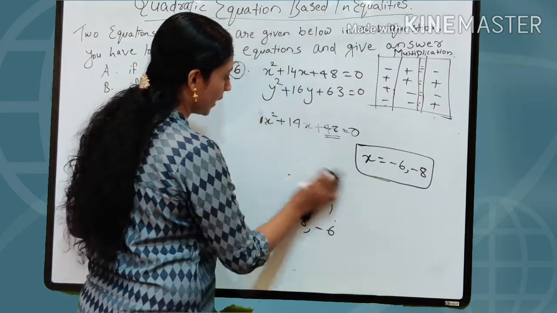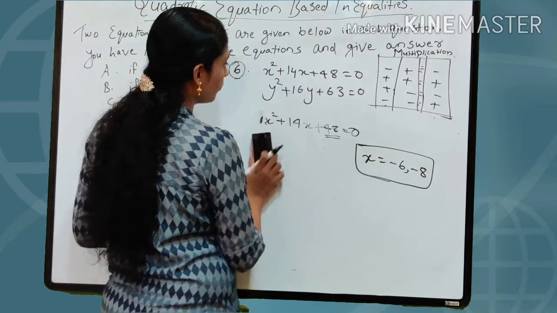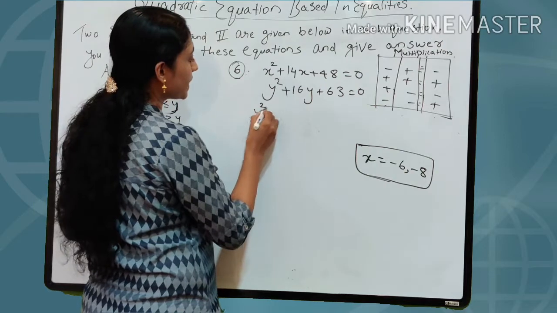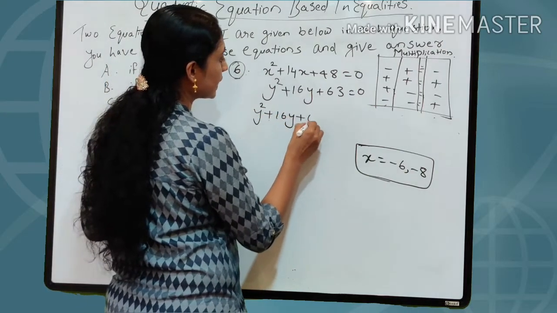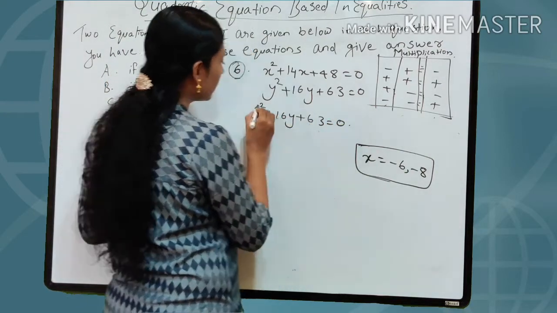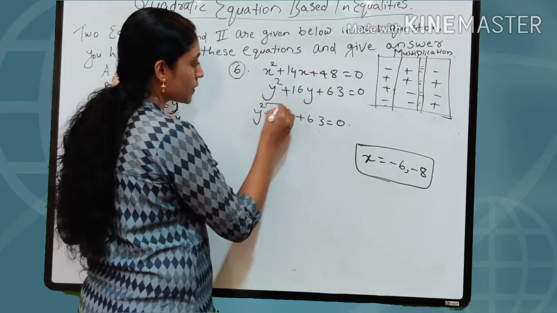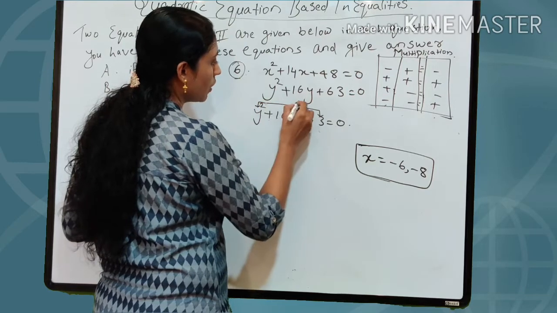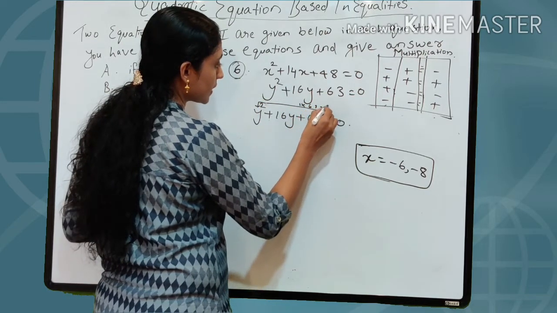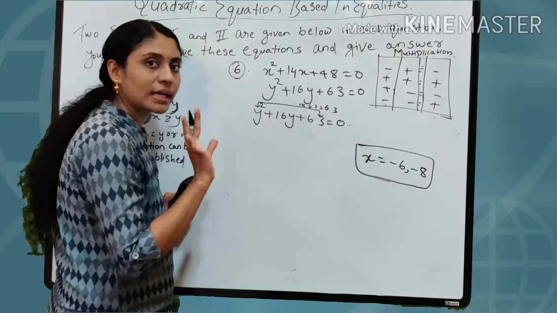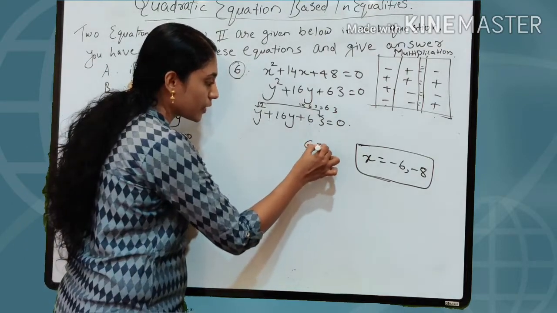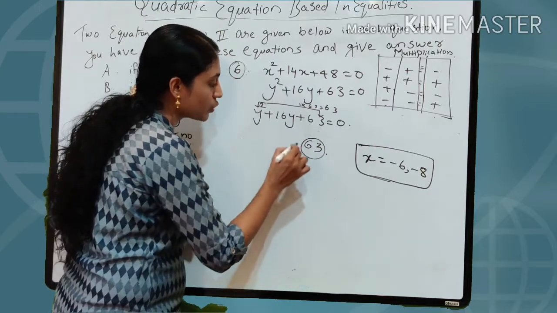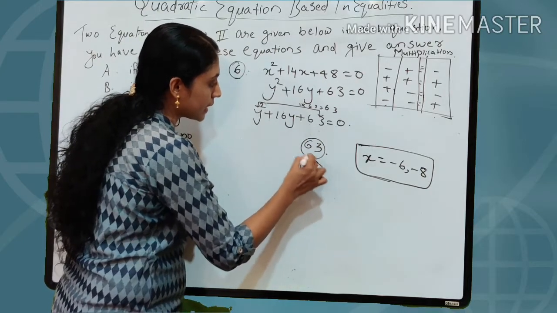Now we can solve for y, right? The equation is y square plus 16y plus 63 equal to 0. Here the y square term is 1. So you have to concentrate only on the constant term, because 1 into y square, 1 into 63, it is 63, right? So when we multiply any two numbers, you have to get the answer of 63, and when we add or subtract two numbers, you have to get the answer as plus 16, that is the middle term.